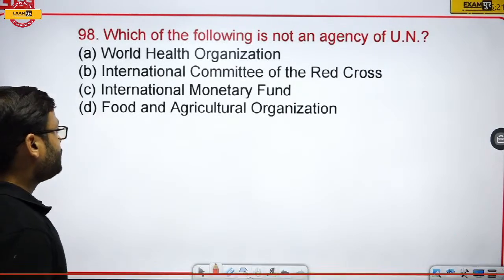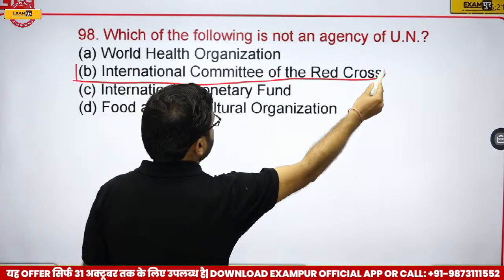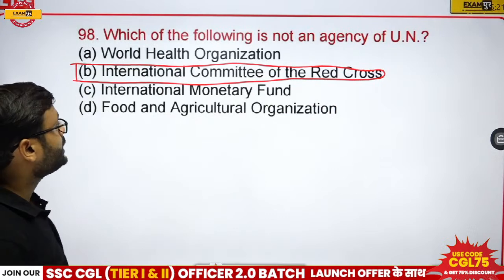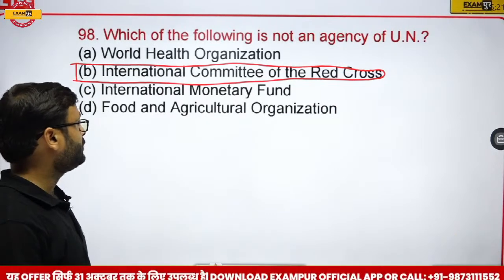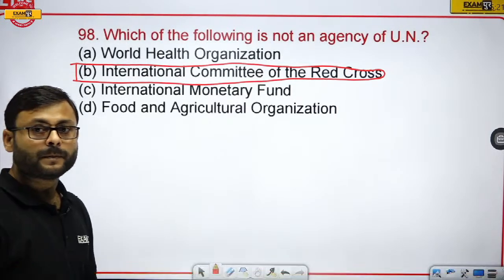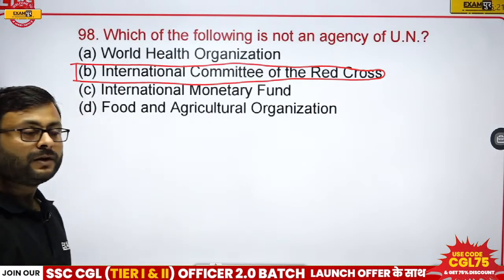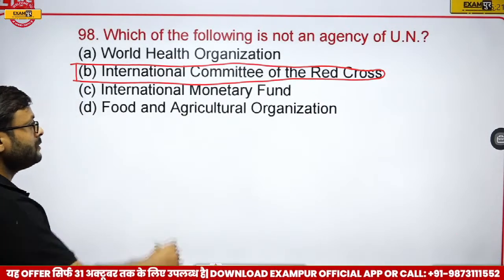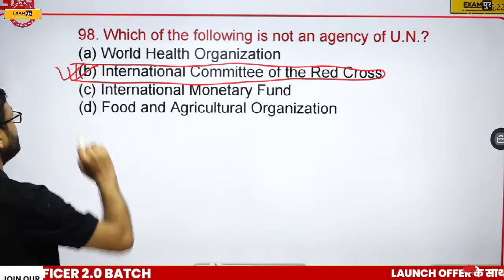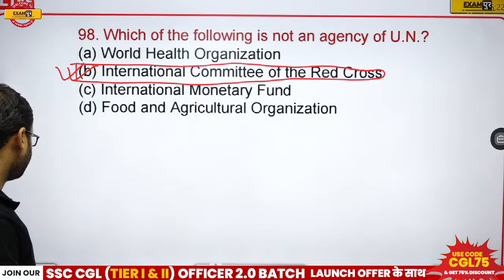So here the correct answer for this question is International Committee of the Red Cross, because World Health Organization, IMF, IBRD, UNESCO, UNICEF, WWF, these all are bodies, or you can say agencies, of the UN. So here the correct answer is option B, that is International Committee of the Red Cross. Now come to the next question.